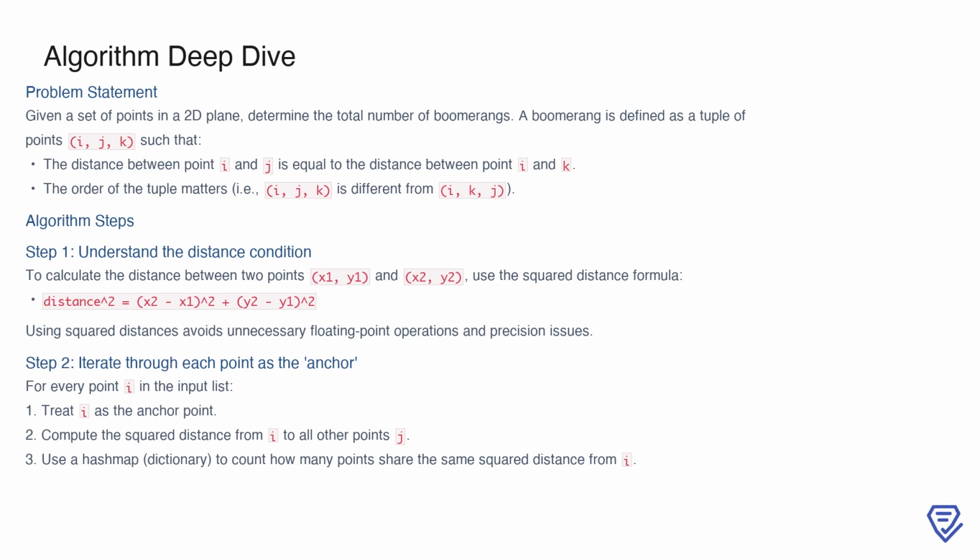To calculate distances between points, we use the squared distance formula, which avoids precision issues by not requiring square root calculations. For every point i in the input list, we treat it as an anchor and calculate the squared distance from i to all other points. These distances are then grouped using a hash map, where the keys represent squared distances and the values count how many points share the same distance from i. This setup forms the foundation for counting valid boomerangs efficiently.